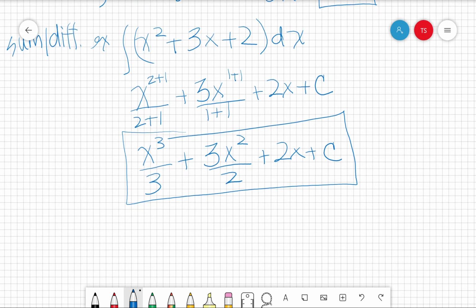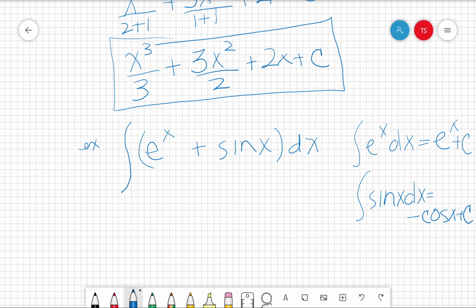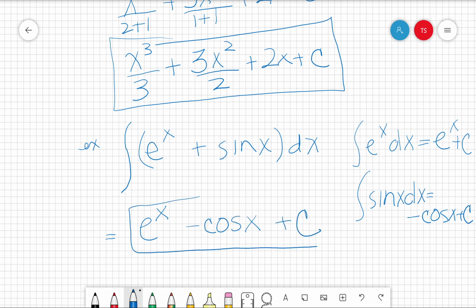But we can also integrate a sum or a difference of transcendental terms. For example, the integral of e to the x plus sine x dx. Now we're going to integrate the basic form. The integral of e to the x dx is simply e to the x plus c. And the integral of sine x is equal to a negative cosine x plus c. And so we can just substitute that in here. The integral of e to the x is e to the x, plus the integral of sine x is negative cosine x. And then we only need 1 plus c, and that's it.